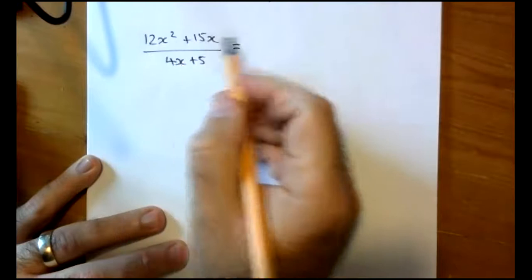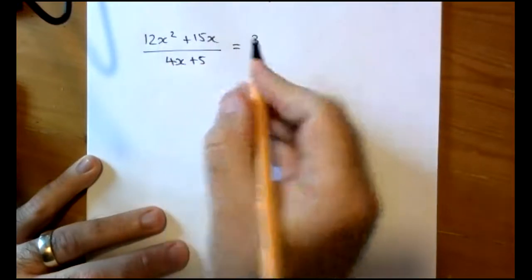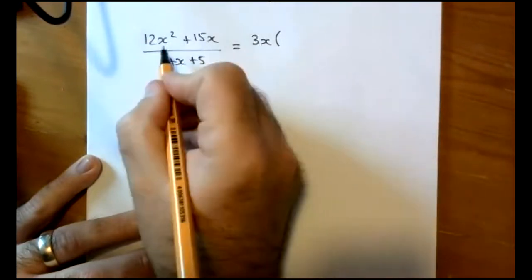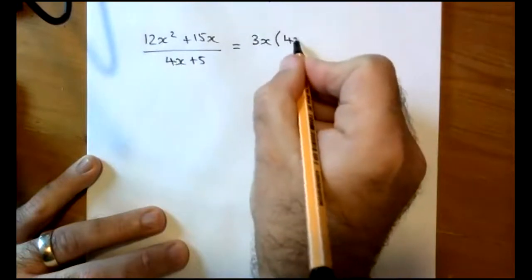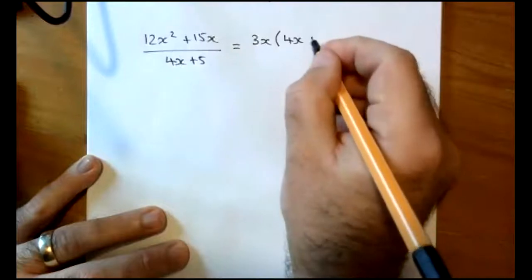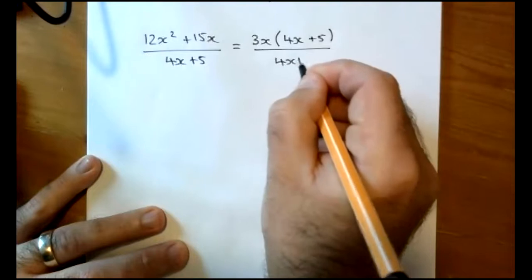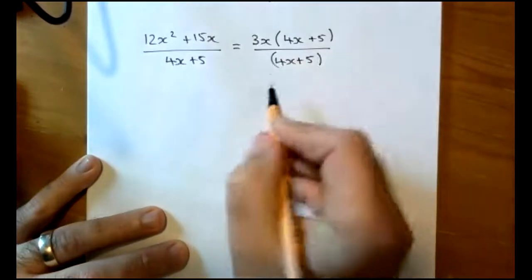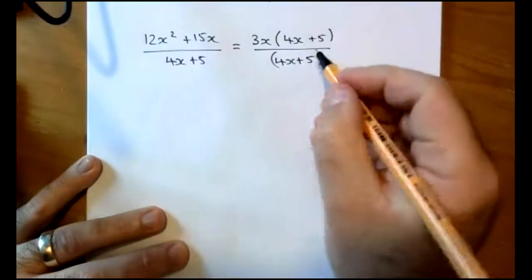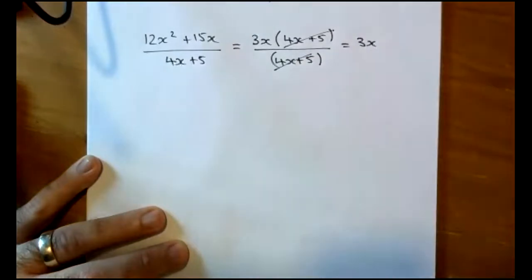What goes into 12 and 15? 3. What goes into x squared and x? x. What do I have to multiply 3x by to get to 12x squared? 4x. What do I have to multiply 3x by to get to plus 15x? Plus 5. So my suspicions were correct. 4x plus 5 is a factor of 12x squared plus 15x. And now I'll just cancel to leave me with 3x.